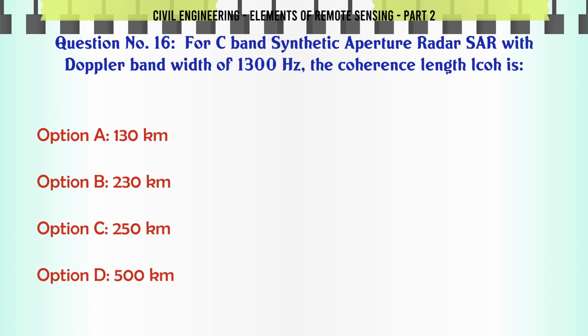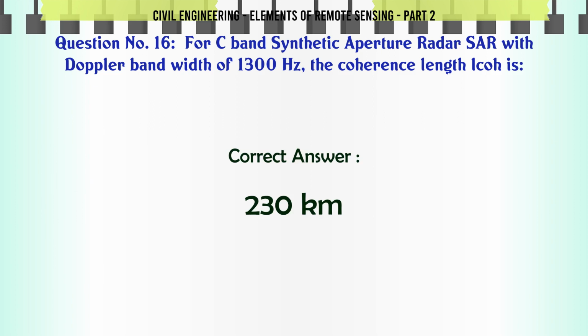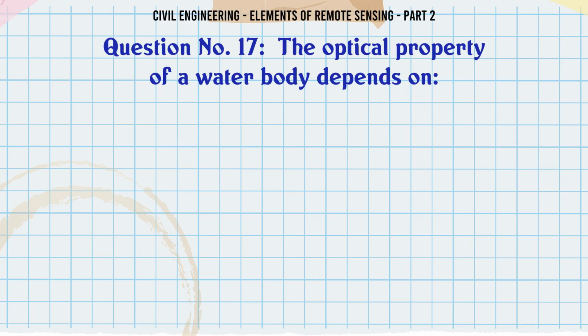For C-band synthetic aperture radar SAR with Doppler bandwidth of 1300 Hz, the coherence length LCO is A. 130 km, B. 230 km, C. 250 km, D. 500 km. The correct answer is 230 km.